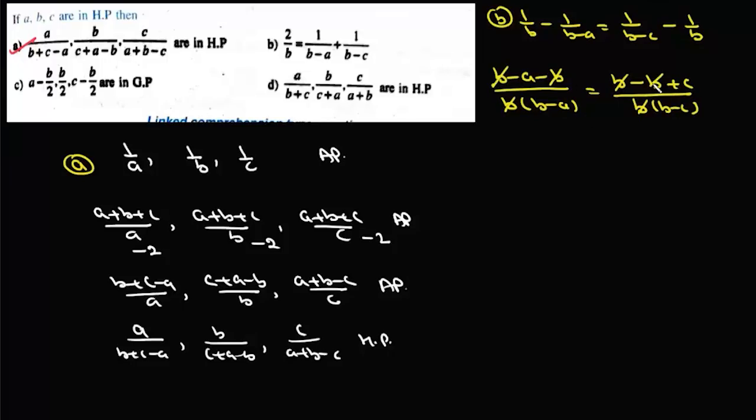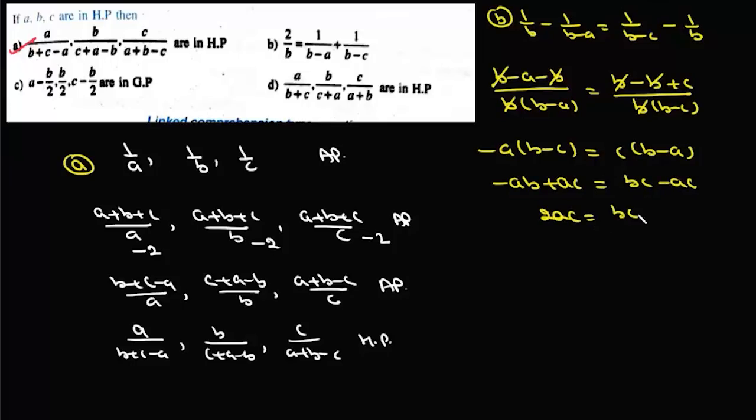These are also going to cancel. So we get minus A into B minus C will be equal to C into B minus A. So minus AB plus AC is equal to BC minus AC, or 2AC equals BC plus AB, or 2 upon B equals 1 upon A plus 1 upon C. That means A, B, C are in HP. So that means this option B is also correct.